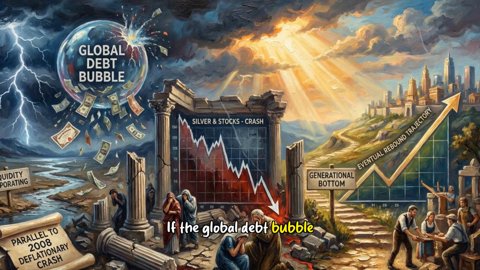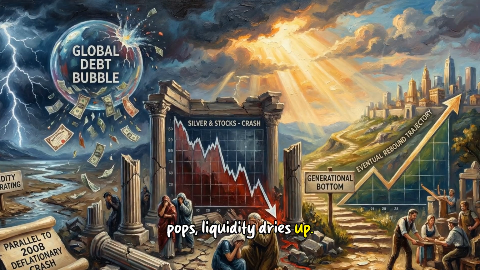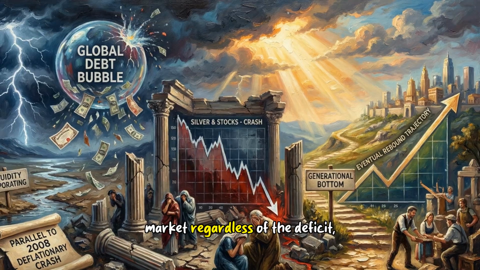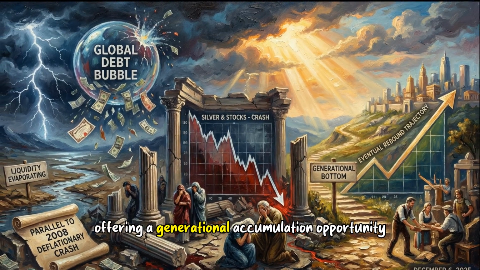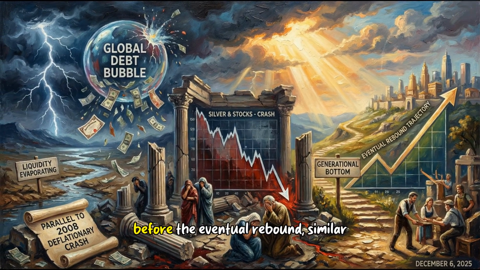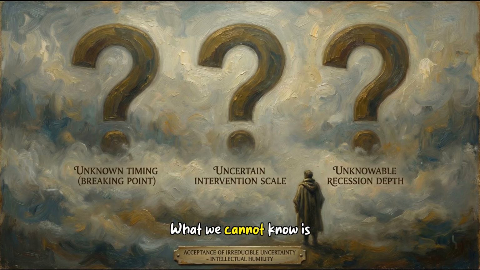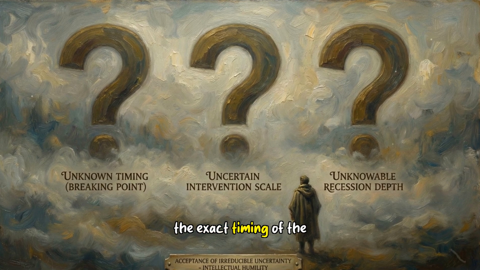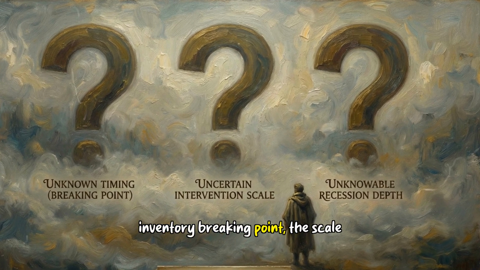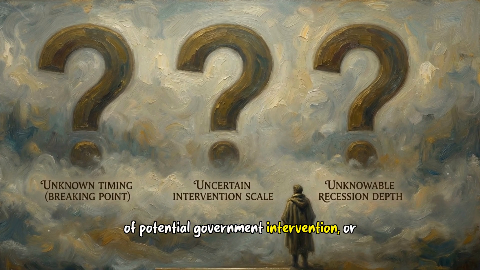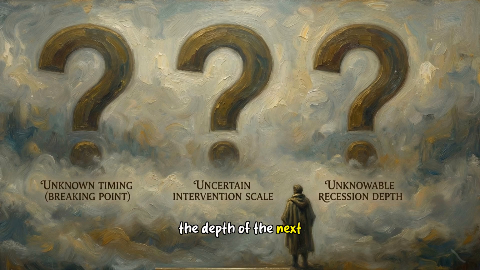If the global debt bubble pops, liquidity dries up. Silver crashes with the stock market regardless of the deficit, offering a generational accumulation opportunity before the eventual rebound, similar to 2008. What we cannot know is the exact timing of the inventory breaking point, the scale of potential government intervention, or the depth of the next recession.